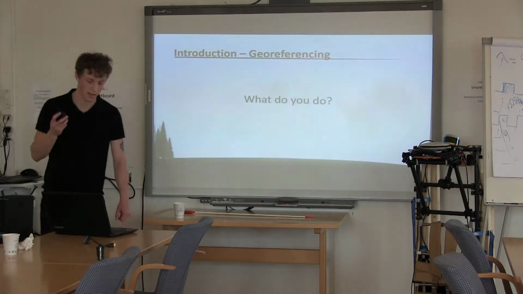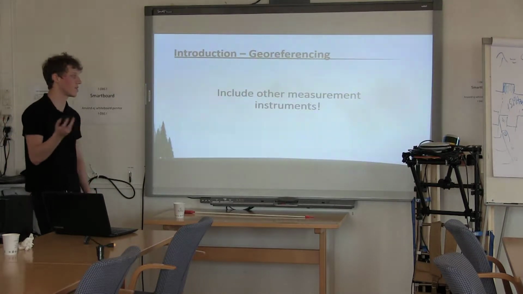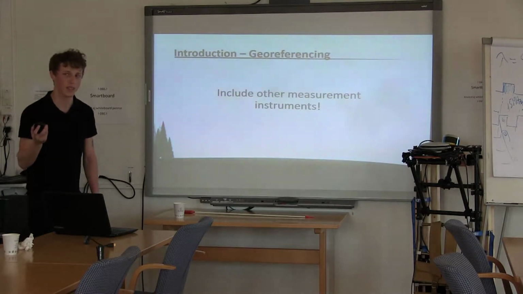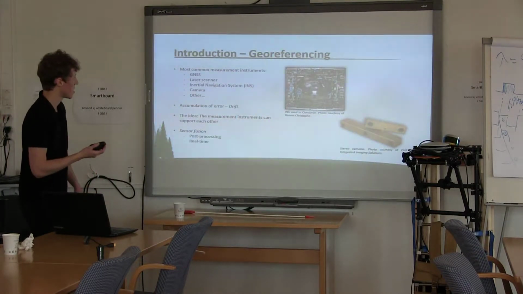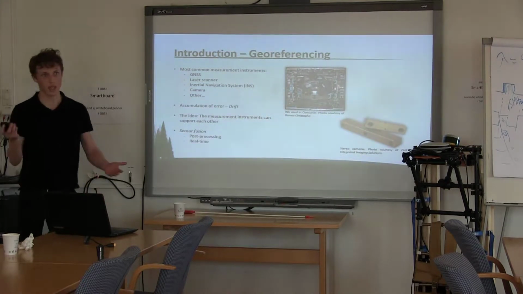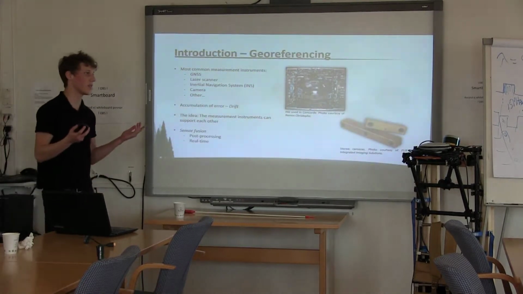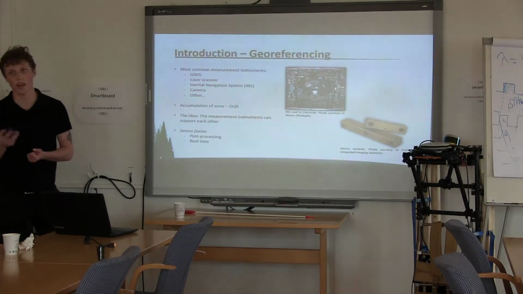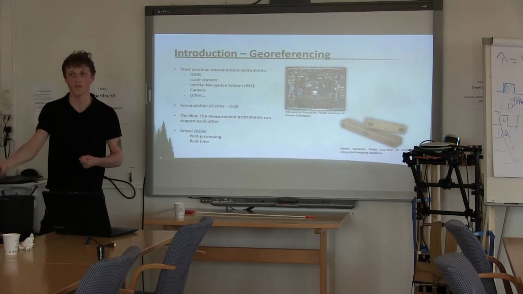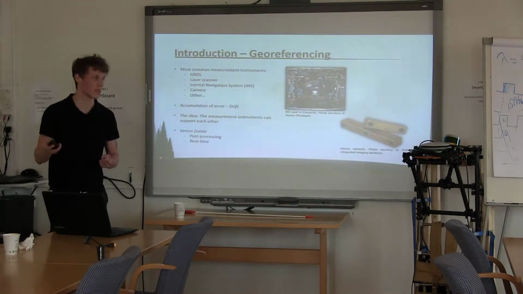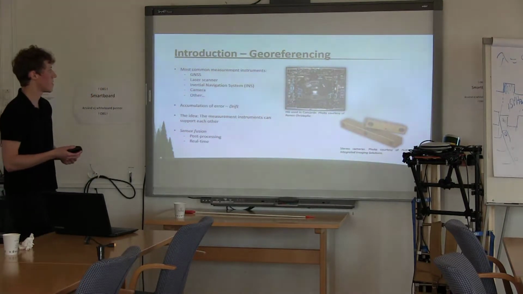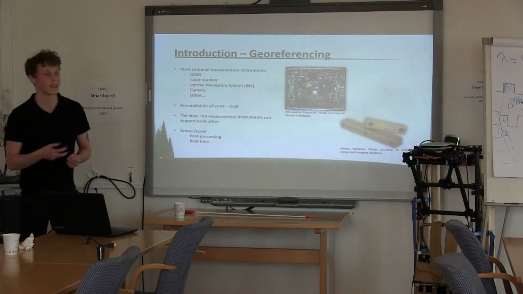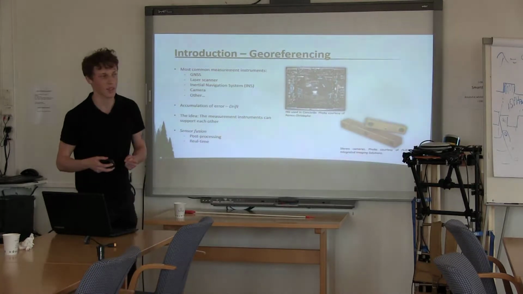Okay, so what do you do then? Well, you include other measurement instruments that can measure your position by other means. And the most common ones are GNSS, a laser scanner, and something called inertial navigation system, or INS, cameras, and some other stuff you can also use that I will not mention. But all of these instruments have their downfall, their ups and downs, so to say.